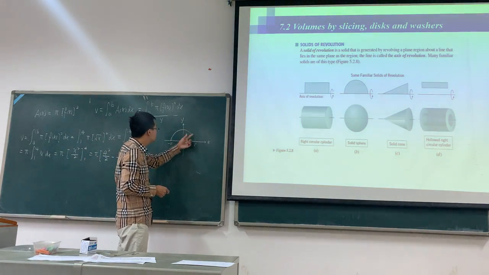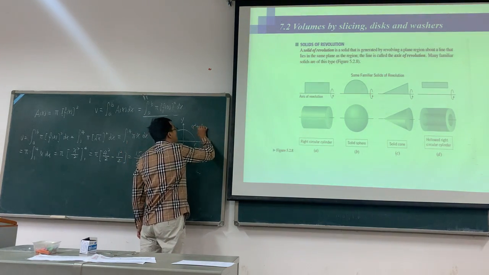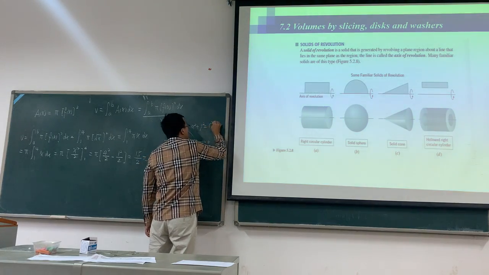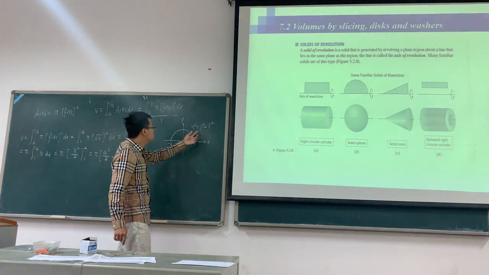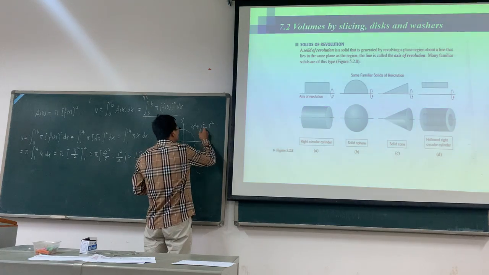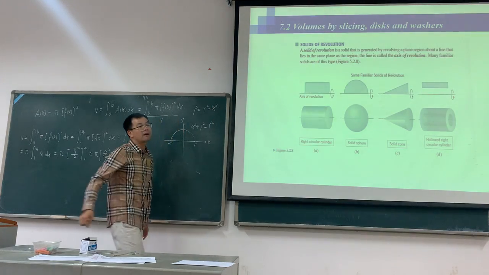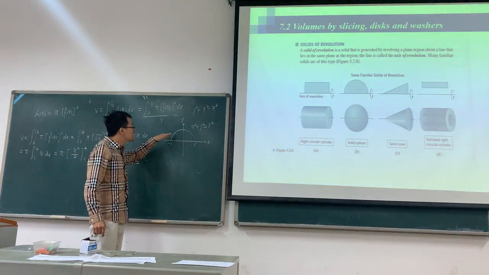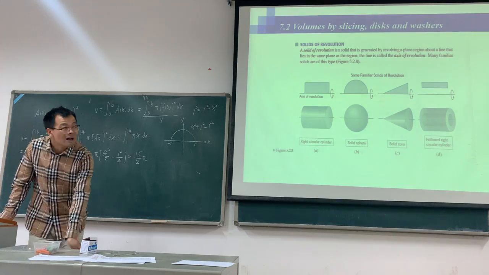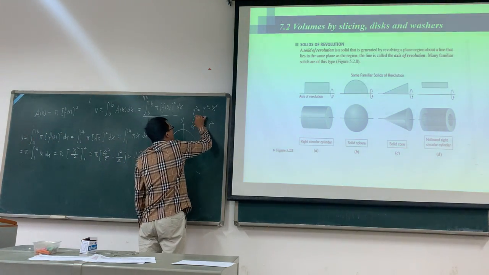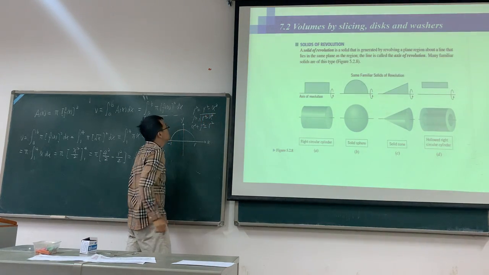So we need to find this curve. The circle is x squared plus y squared equals r squared, and here is the arc of the semicircle. So y equals what? From here we have y squared equals r squared minus x squared. Because this is the upper semicircle, y is non-negative, so y equals the square root of r squared minus x squared.